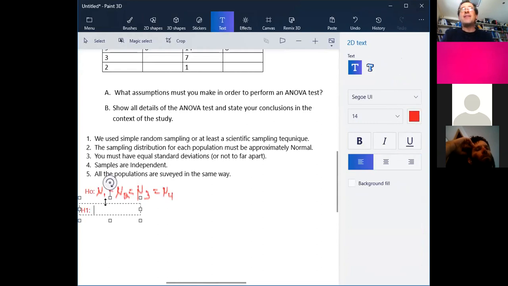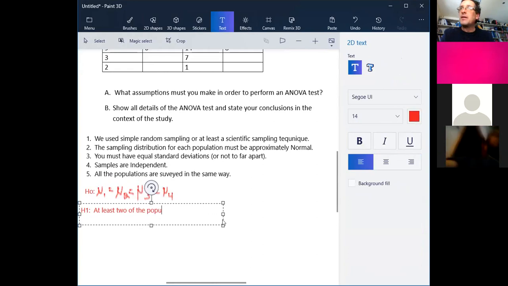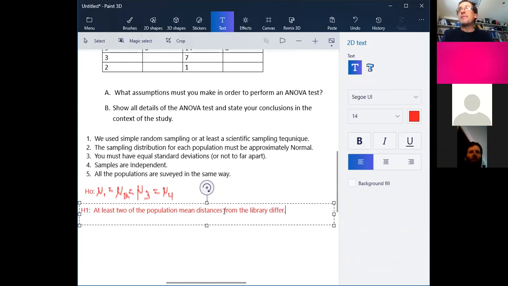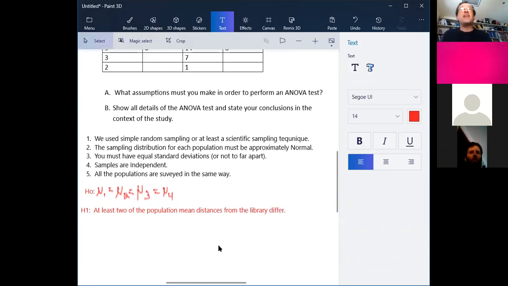And that is at least 2 of the population mean distances from the library differ. So if 2 of them differ, they're not all the same.